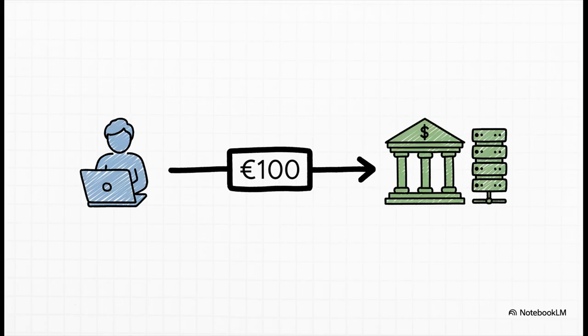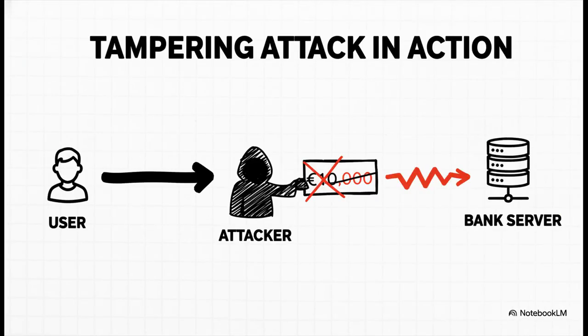So, picture this. Our user starts a totally legit transfer for €100. That request has to travel from their computer over the internet to the bank server. But here's the scary part. If that connection isn't locked down, an attacker can just sit in the middle, grab that request, and change the amount from €100 to €10,000. And of course, they'll change the destination to their own account. If the bank doesn't have the right checks in place, its server might just process that fake transaction with no idea the data's integrity was completely blown.